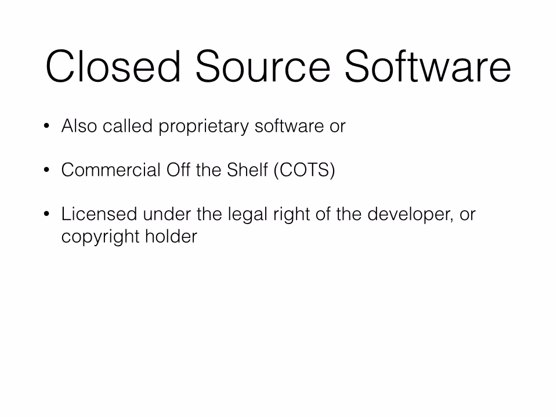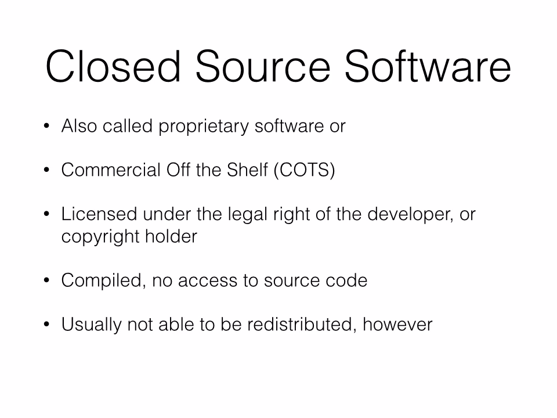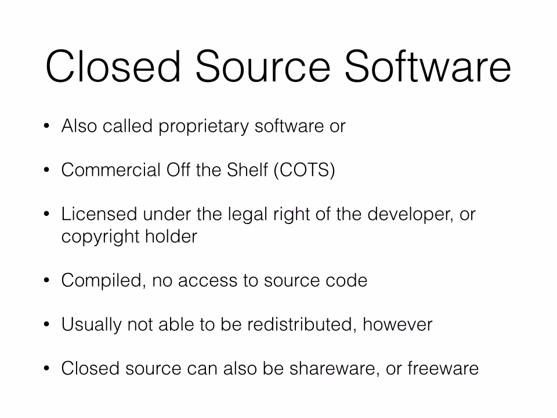So basically, it's licensed under the legal right of the developer or the copyright holder. And like I said, it's compiled. You have no access to that source code. It's usually not able to be redistributed. However, closed source software can also be shareware or freeware, which does allow for redistribution, and in that case, they don't care. But the ultimate definition of closed source software is software where you cannot look at the source code. And the implications of that are many times in the licensing.